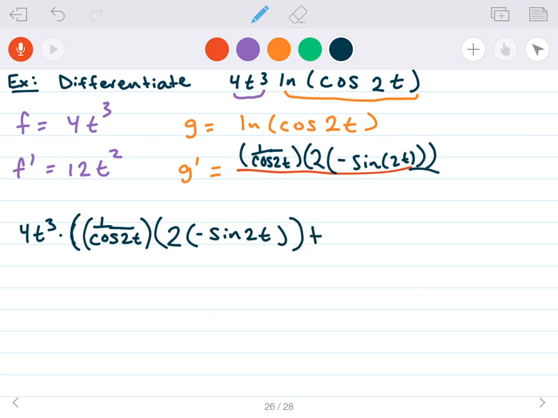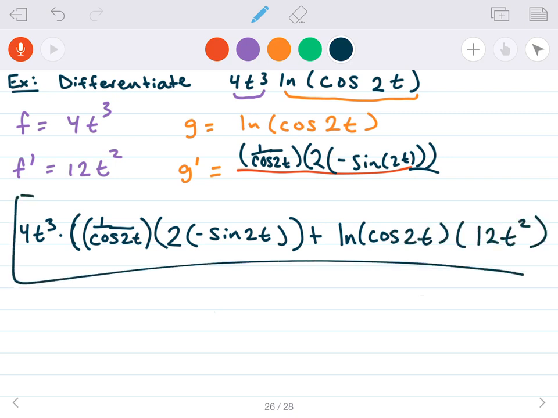Plus, keep the second times the derivative of the first. There it is in all of its beauty. Okay.